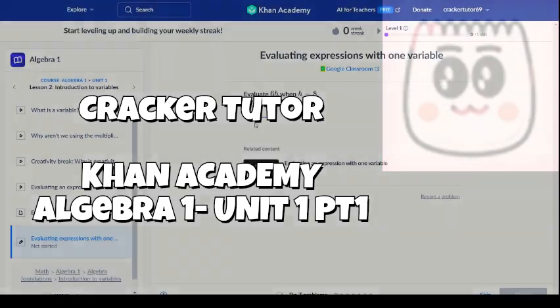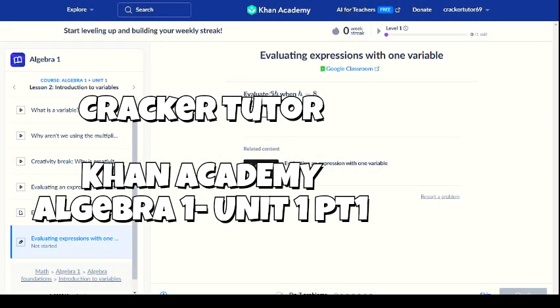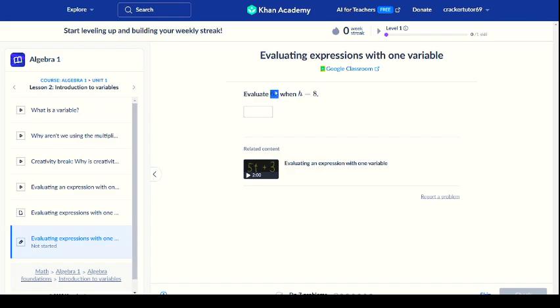Because, yeah, but I'll show you now. Alright, so we have evaluate 6h when h equals 8. We know that h equals 8, right? And we will substitute it into this expression 6h. When we do that, all 6h means is 6 multiplied by h. Therefore, if h equals 8, we would have 6 times 8.